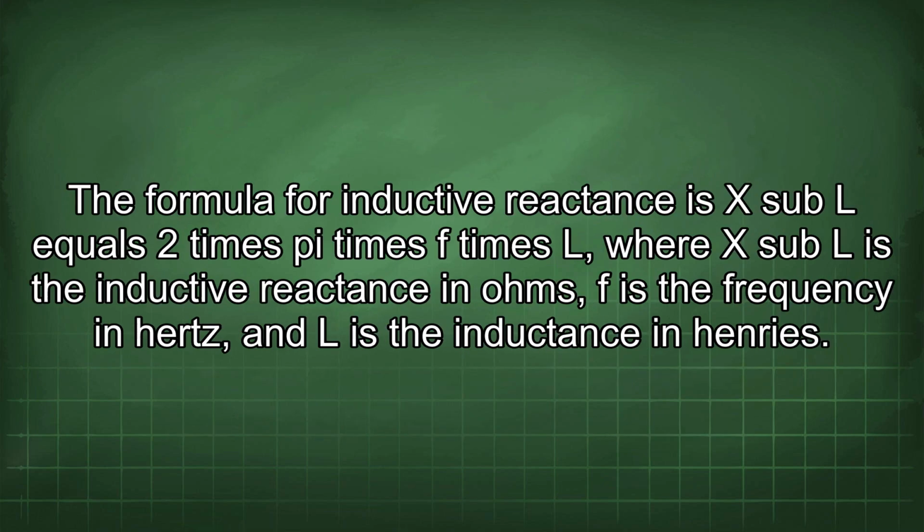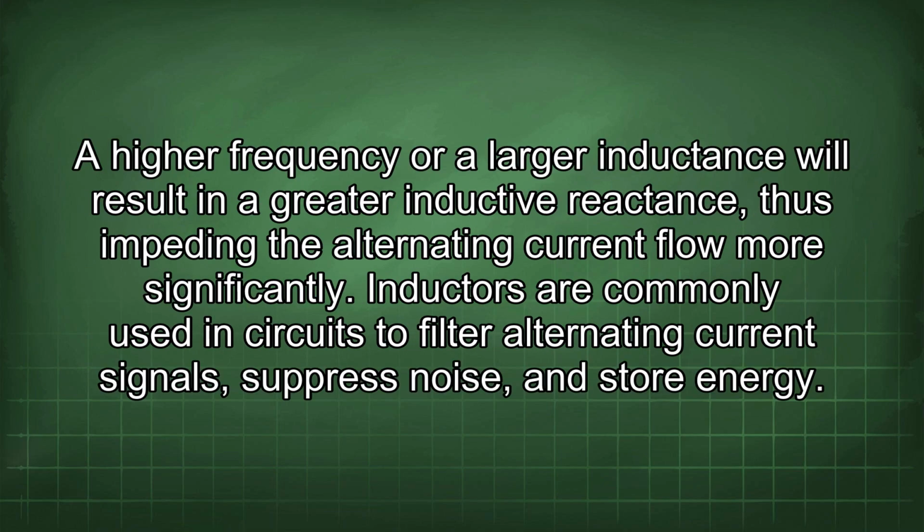The formula for inductive reactance is X sub L equals 2 times pi times F times L, where X sub L is the inductive reactance in ohms, F is the frequency in hertz, and L is the inductance in henries. A higher frequency or a larger inductance will result in a greater inductive reactance, thus impeding the alternating current flow more significantly. Inductors are commonly used in circuits to filter alternating current signals, suppress noise, and store energy.